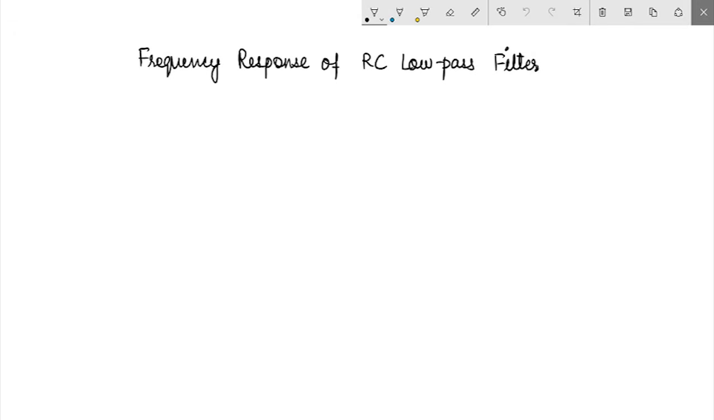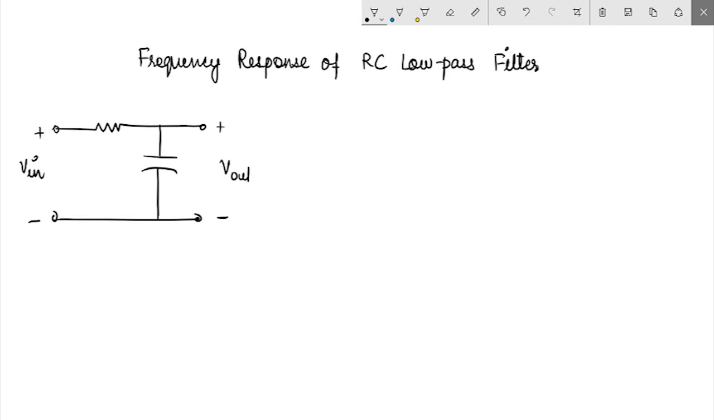Hello everyone. Let's talk about the frequency response of an RC low pass filter. So we know that an RC low pass filter is a series combination of R and C such that input is given across this pair of terminals and the output is measured across the capacitor. Here V in and V out are phasors.